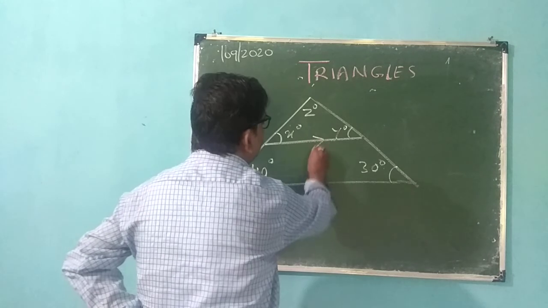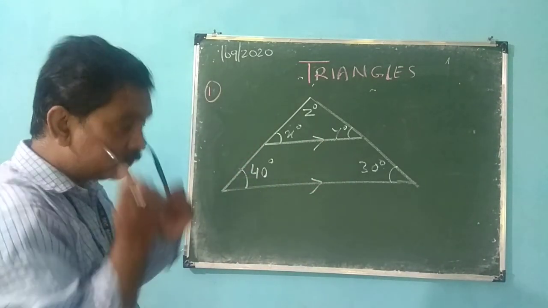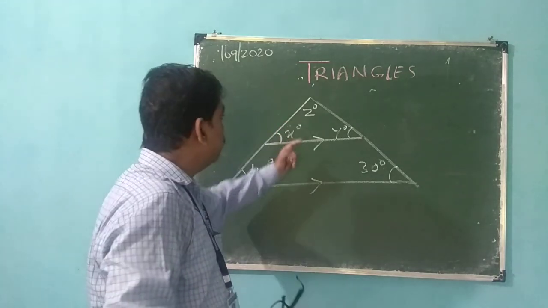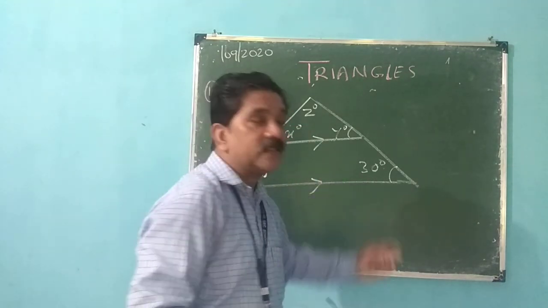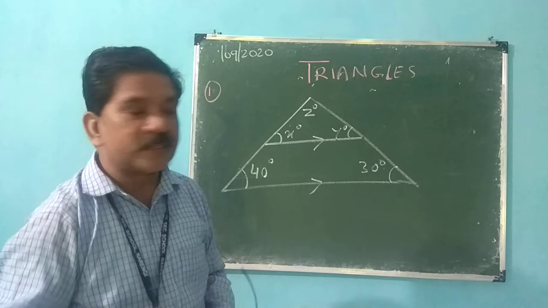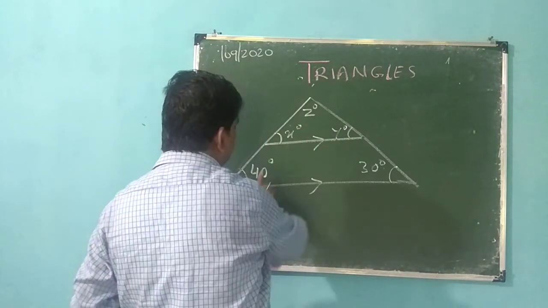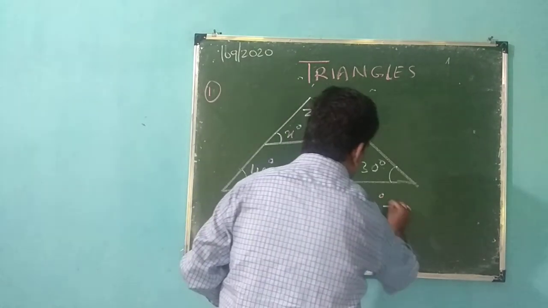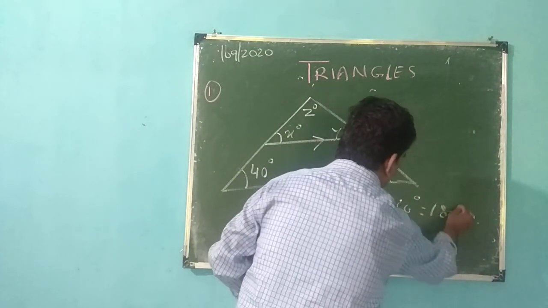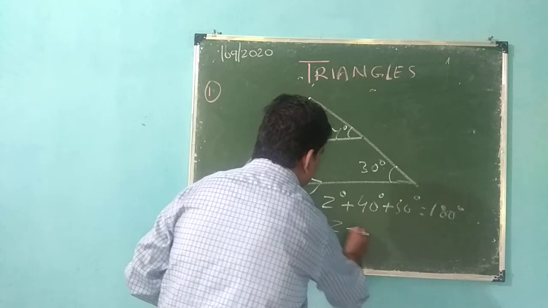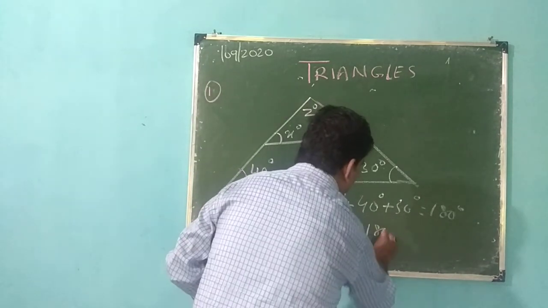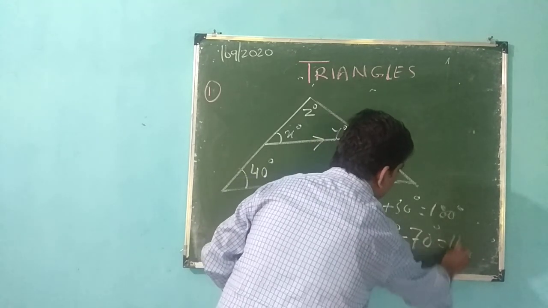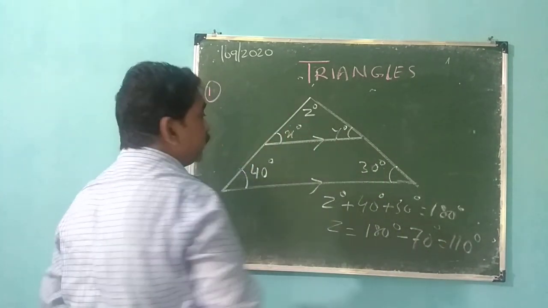And it is given that these two lines are parallel. How will we find out? Look, z we can easily find out. It is given that z degree plus 40 degree plus 30 degree, these are the three angles of a triangle, which is equal to 180 degree. You can easily get the value of z. The value of z will be 180 degree minus 70, you will get 110 degree. Now the value of z is 110 degree.